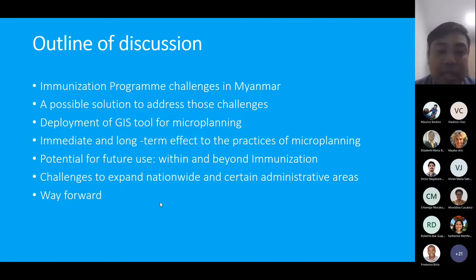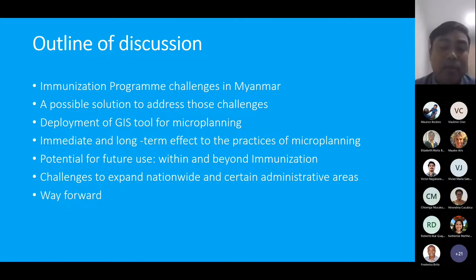what were the challenges for the immunization program at the time in 2018 in Myanmar, and how did we end up utilizing the geospatial information system to address those challenges, and what were the processes we practiced to deploy the GIS tool for microplanning in immunization, and what were the immediate and the long-term effects on the microplanning practices by utilizing this GIS tool.